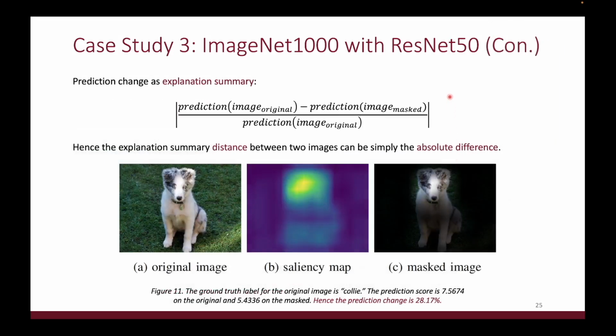For each saliency map explanation, we calculate the prediction change between the original image and the masked image as the explanation summary. Hence, the summary distance between 2 images can be simply the absolute difference. Figure 11 shows that the masked image is generated by multiplying the original image and the saliency map.